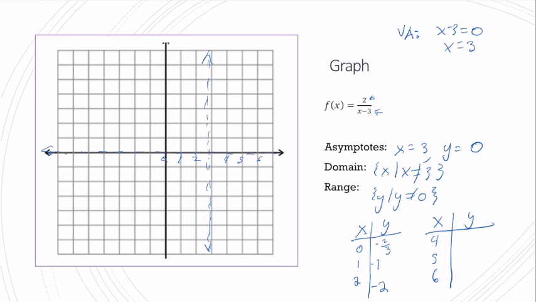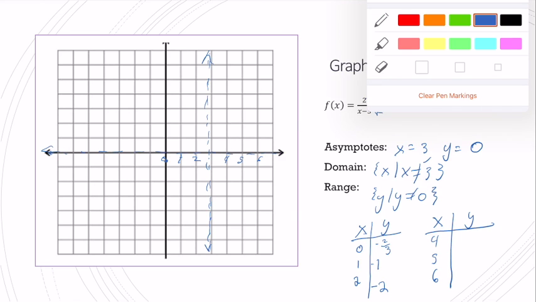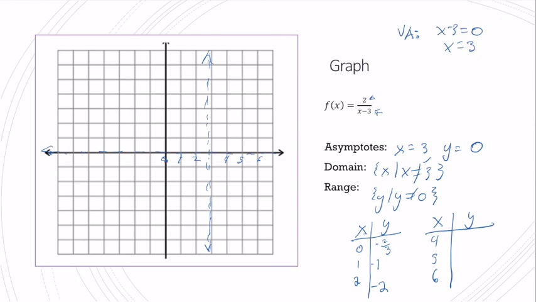Let's change colors so we can see this a little bit better. Okay, when x is 0, y is negative 2/3. When x is 1, y is negative 1. When x is positive 2, y is negative 2. Now, I know my graph is going to approach my asymptotes, but it's never going to cross them. So here's what this half of my graph would look like.